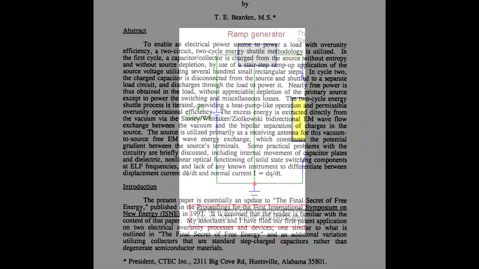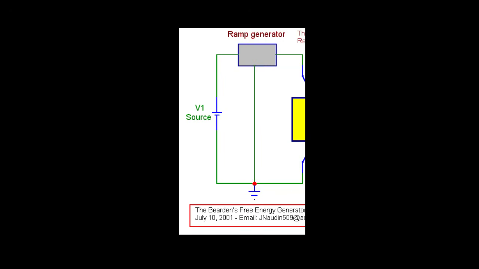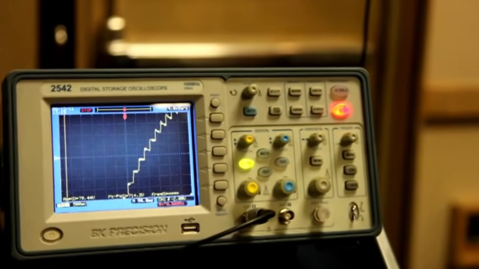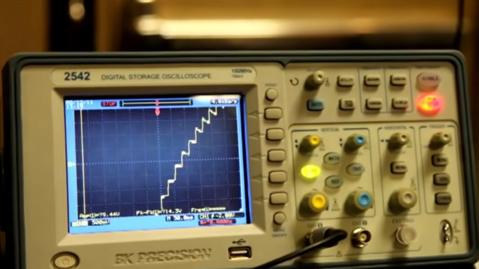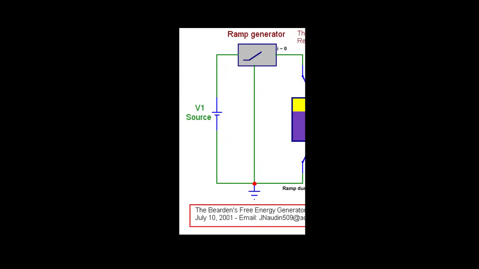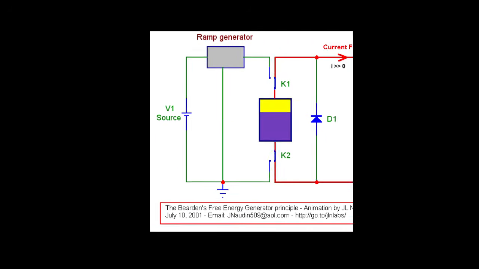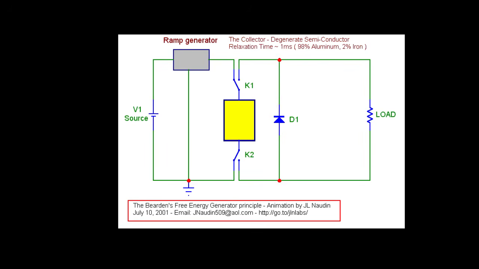shuttle methodology is utilized. In the first cycle, a capacitor collector is charged from the source without entropy and without source depletion by use of a stair-step ramp-up application of the source voltage, utilizing several hundred small rectangular steps. In cycle 2, the charged capacitor is disconnected from the source and shuttled to a separate load circuit and discharges through the load to power it.